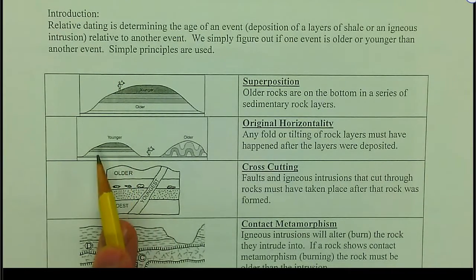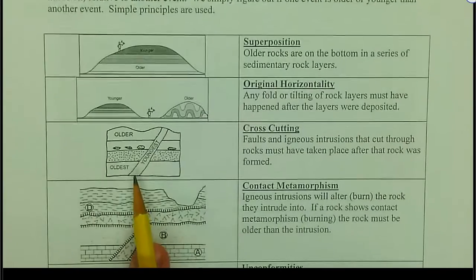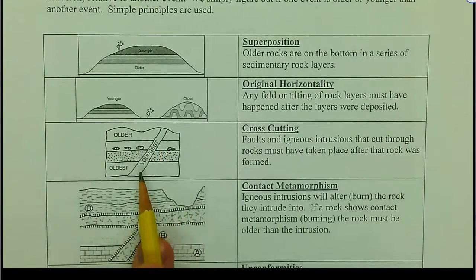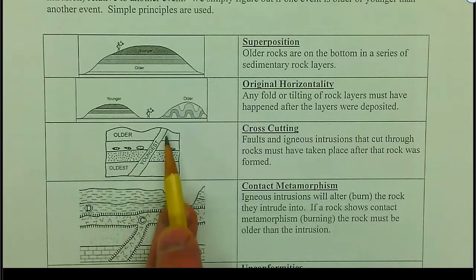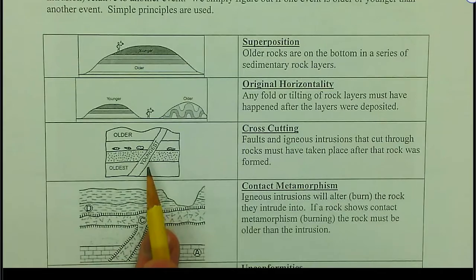And sedimentary rocks are always deposited horizontally. So if you see some sedimentary rocks that have been tilted, we know that must have happened after the rocks were there. The same thing is true about igneous intrusions and faults. Any rock that gets intruded or faulted must be older than the intrusion or the fault.